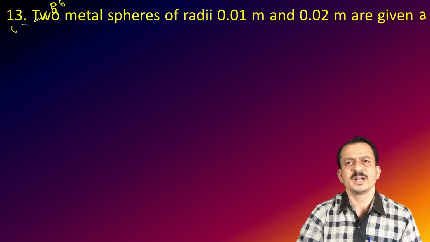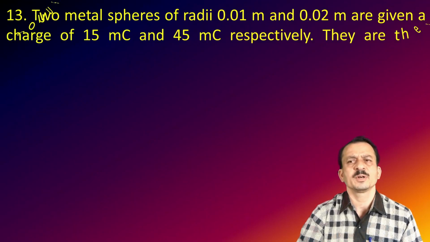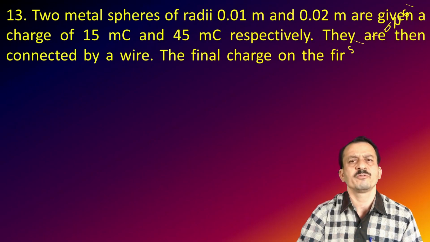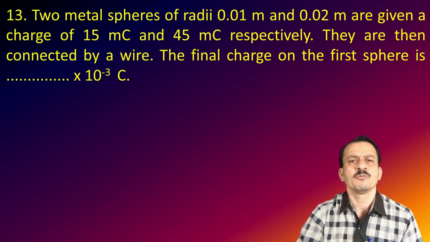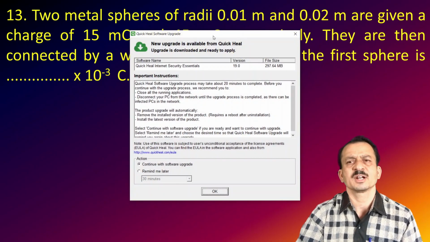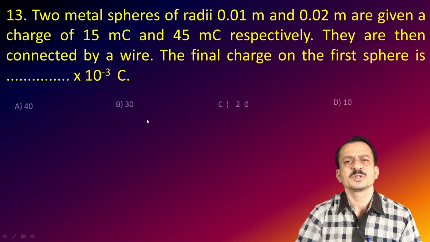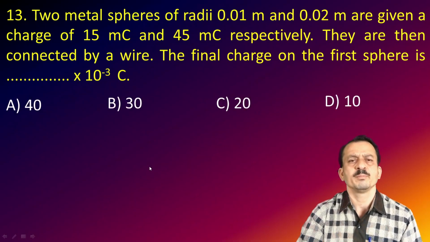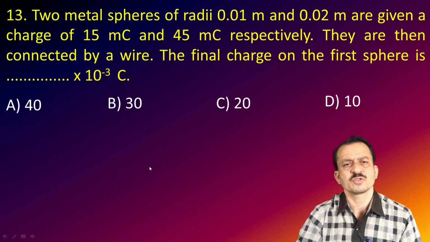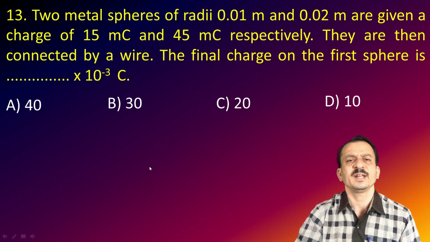Two metal spheres of radii 0.01 meter and 0.02 meter are given a charge of 15 millicoulomb and 45 millicoulomb respectively. They are then connected by a wire. After connecting the wire, what is the final charge on the first sphere? It is __ × 10 to the power of minus 3 coulomb. The options are A, 40; B, 30; C, 20; and D, 10.